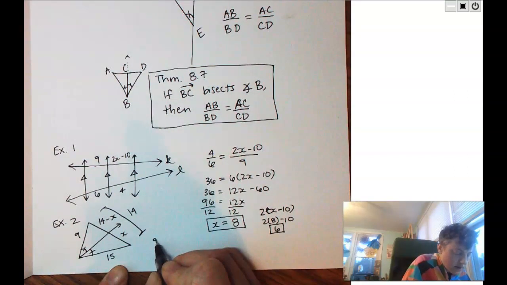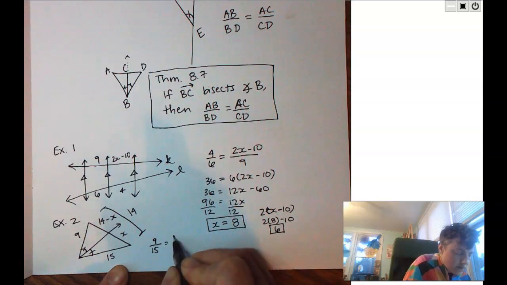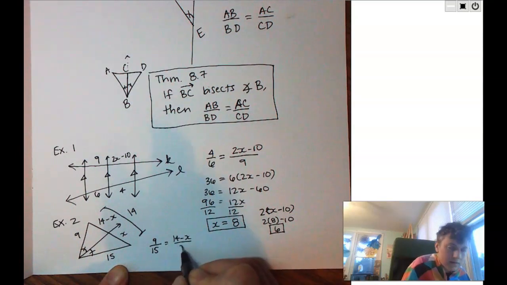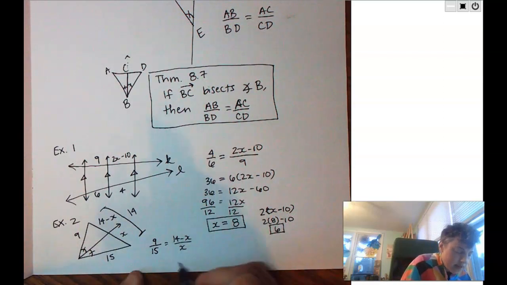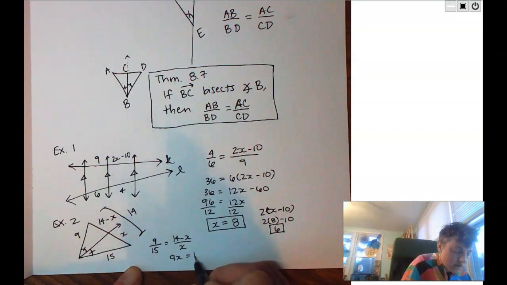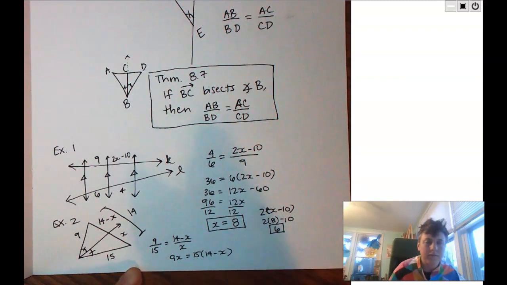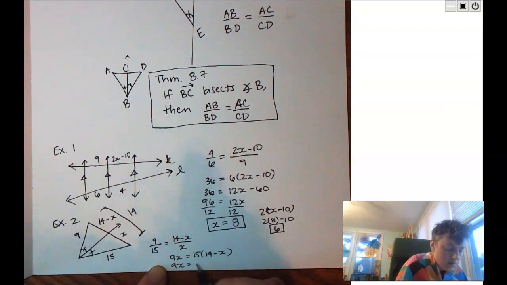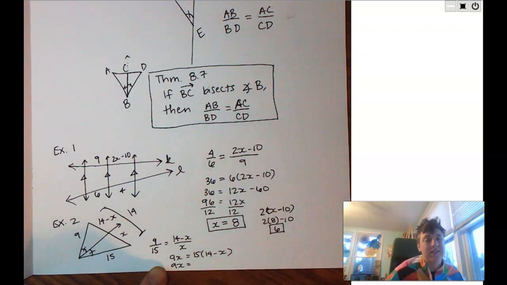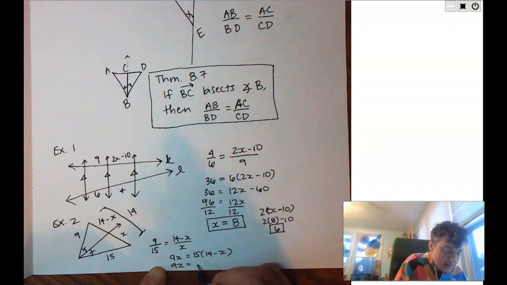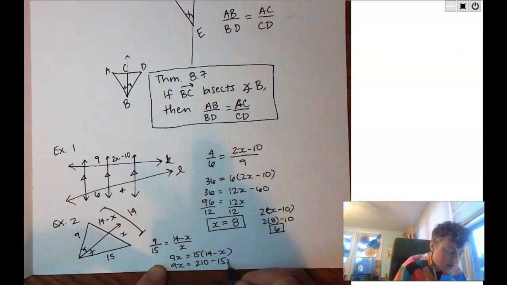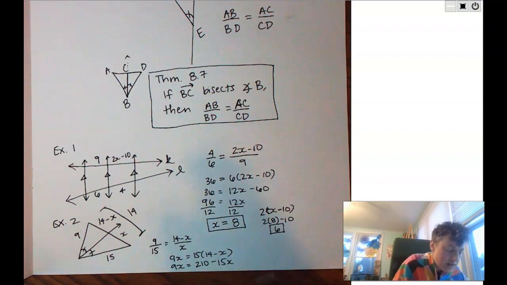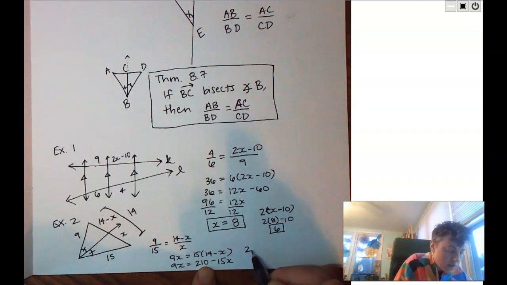So we know that 9 over 15 equals 14 minus x all over x. We know we can cross multiply and get 9x equals 15 times 14 minus x. We know you can distribute and get 9x equals 210 minus 15x. We can add 15x to both sides and we'll get 24x equals 210, and we divide by 24.